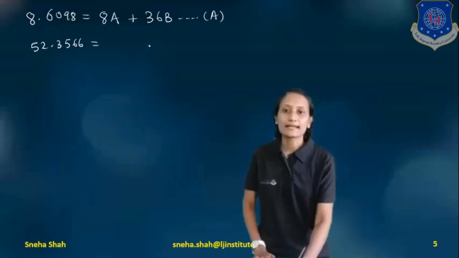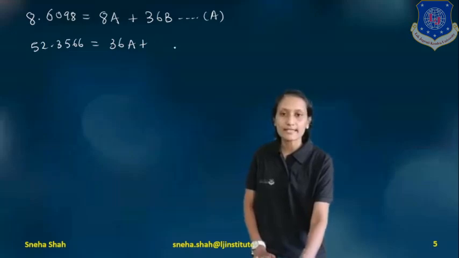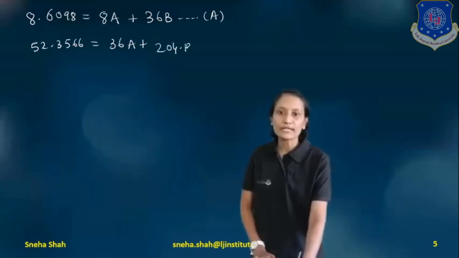And the value of summation x equals 36, so we write 36a plus summation x square over here. Now what is the value of summation x square? From the table, if we find the value of summation x square, its value will be 204. So 204 into b. This one is equation number b.